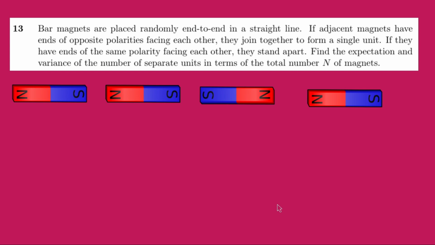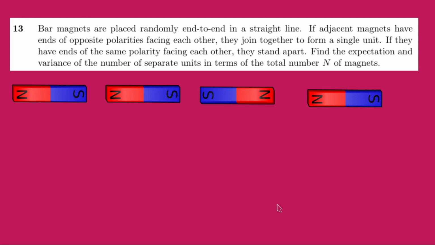I've got a fun problem from the Cambridge STEP. This is the admissions test you have to do if you want to study maths at Cambridge University. Bar magnets are placed randomly end to end in a straight line. If adjacent magnets have ends of opposite polarities facing each other, then they join together to form a single unit. If they have the ends of the same polarity facing each other, then they stand apart.